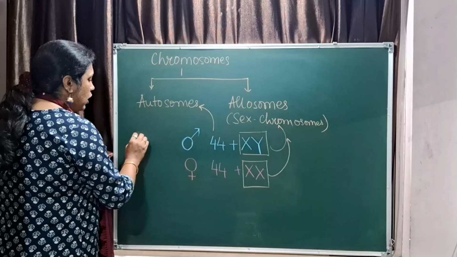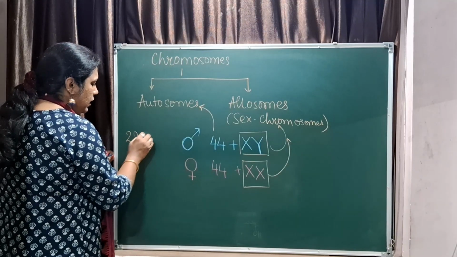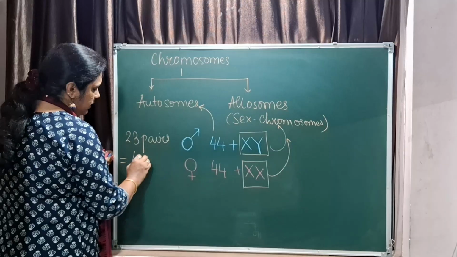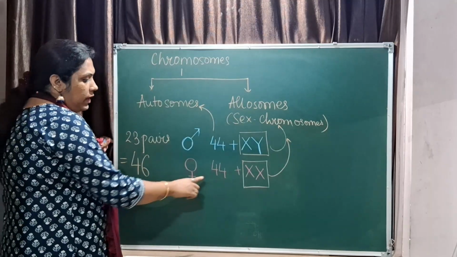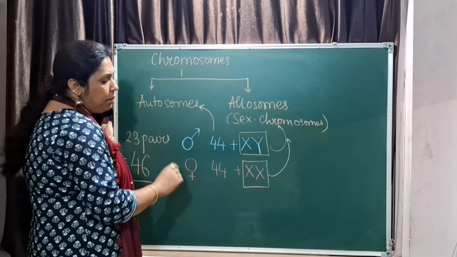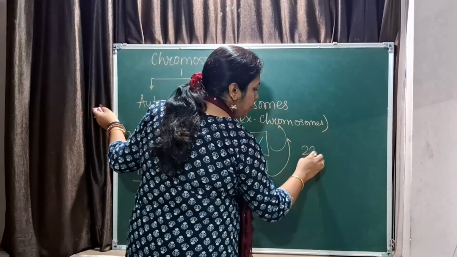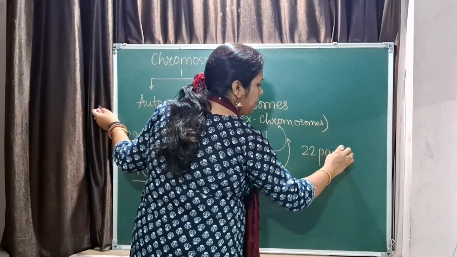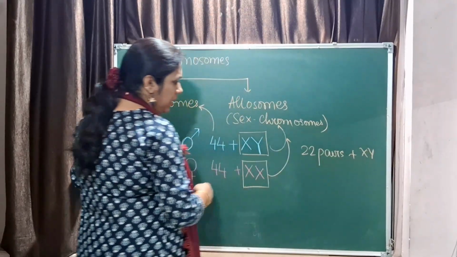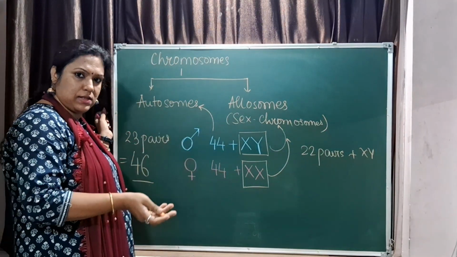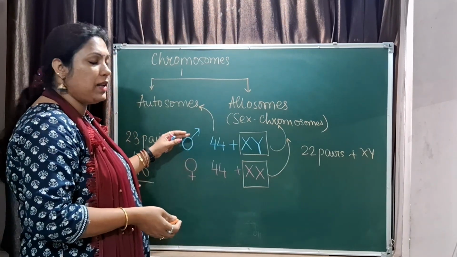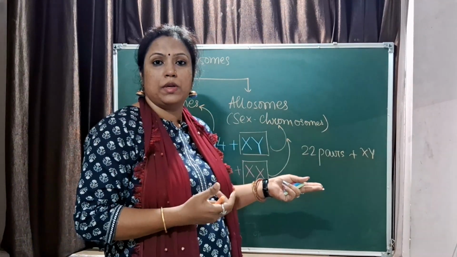We have got how many chromosomes? 23 pairs. That means 46. Female has got all 23 in pairs, but male has got 22 pairs plus XY, right? And female has got 22 pairs plus XX. Is that clear?